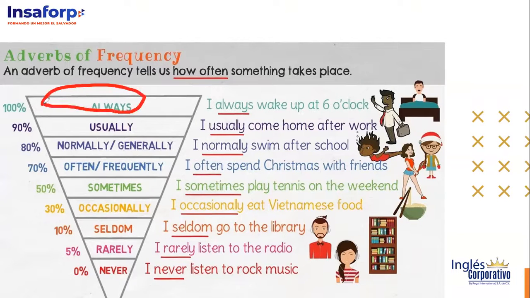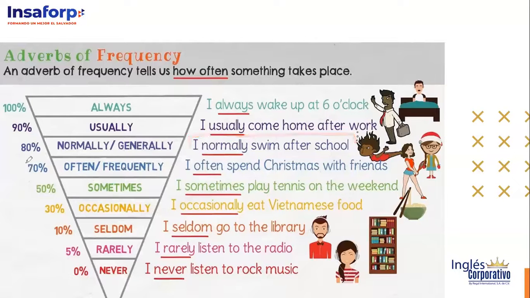Or if you want to say every day, you also have 90% that you can use, or you can use usually in the percentage of 90%. So the example, I usually come home after work. The next one, 80%. With 80%, you can use normally or generally. Okay. The example, I normally or I generally swim after school.